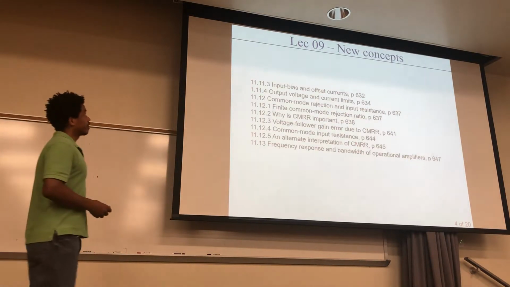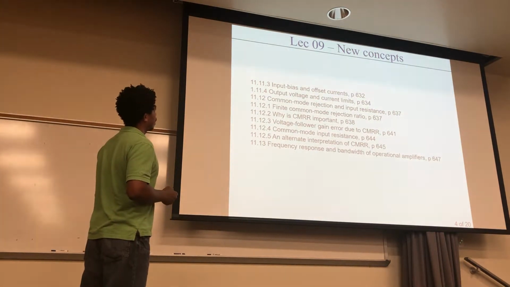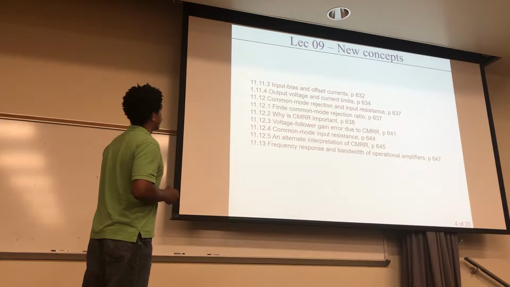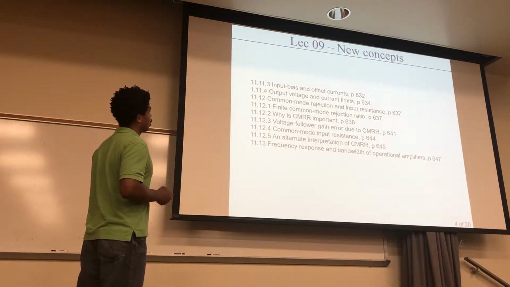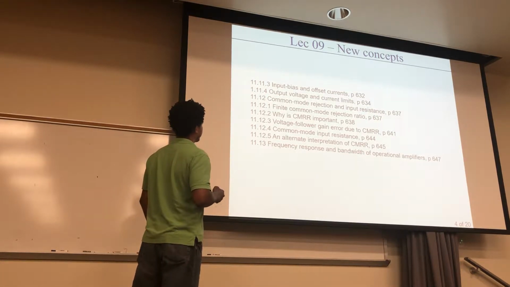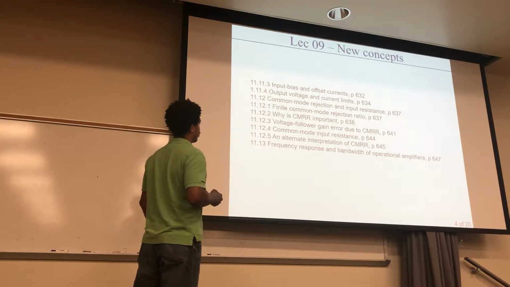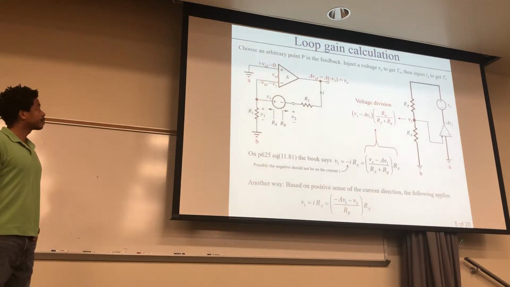The coverage of this lecture's concepts: we're going to look at input bias and offset current, voltage and current limits, common mode rejection, input resistance, and a few things regarding that kind of stuff, and then look at the frequency response and bandwidth of an operational amplifier.